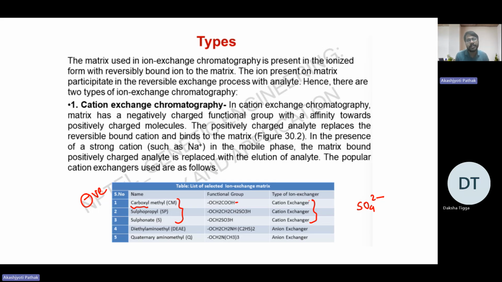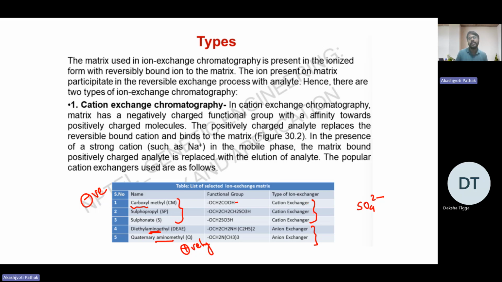Positively charged means it must have some functional groups like amine or quaternary amine, like diethylamino. So whenever you see this amino group, or quaternary amino, all these groups, if they are present, then it will be positively charged. Your column will be positively charged, but it will attract negatively charged species. That's why it is called anion exchanger. So do not get confused. So try to remember this.